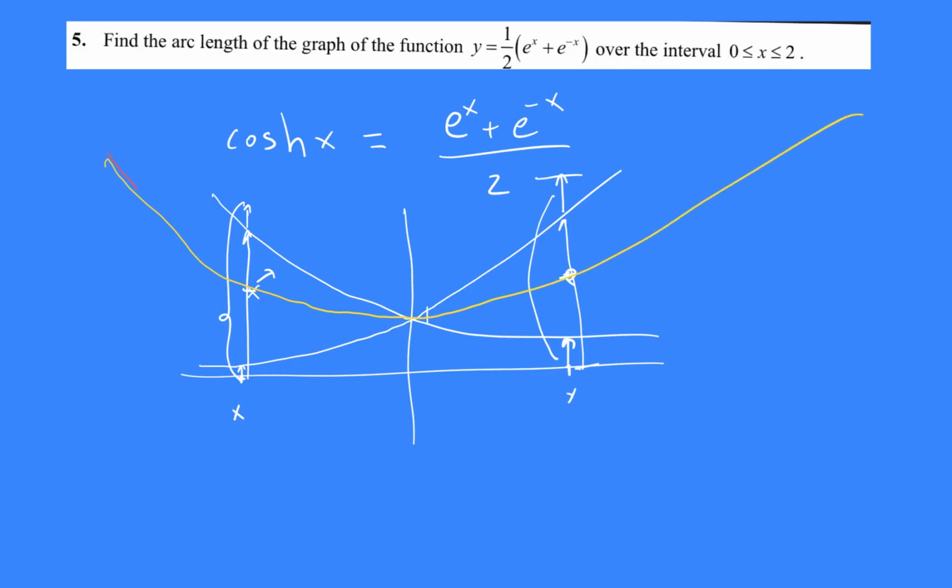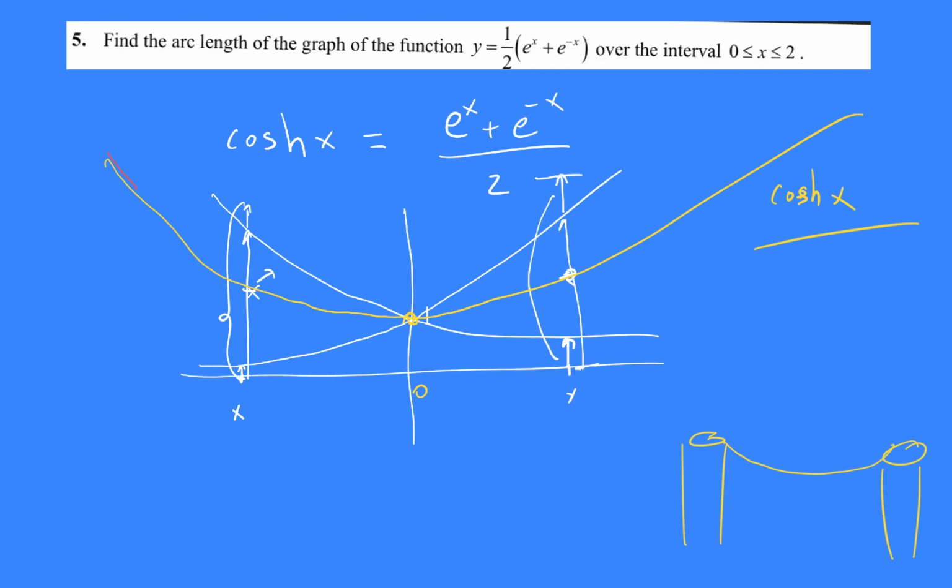Because at the point 0, e to the 0 is 1, e to the minus 0 is 1, 1 plus 1 is 2, and 2 divided by 2 is 1. So this is cosine hyperbolic of 0. And cosine hyperbolic looks like the shape of the cables hanging between electrical towers. The electrical towers have cables that hang like this.